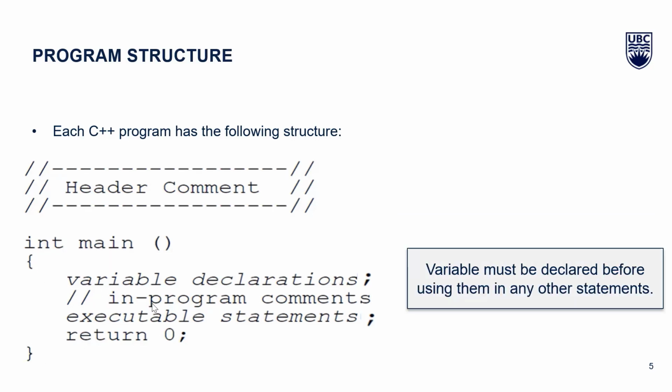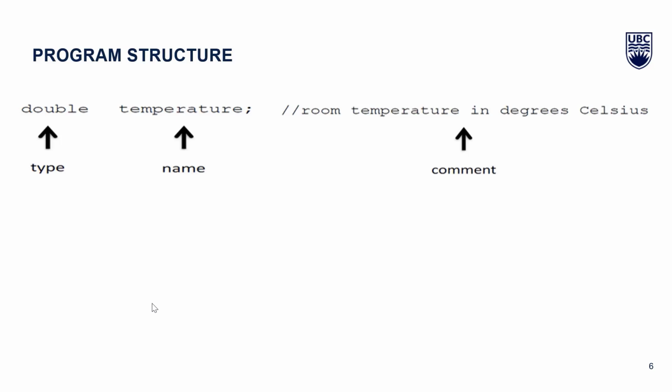After that, variables must be declared before being used in any other statements in the code. To declare a variable, first specify the type of the data the variable will hold. Then specify the name of the variable. After that, write a comment describing this variable.